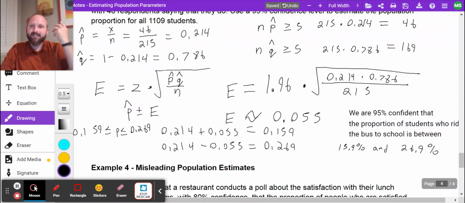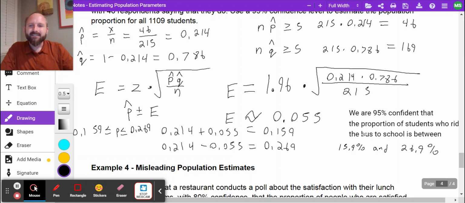So this gives us a proportion, and then we have to figure out the error. We want to be this confident, or we are this confident in this data. Then we take that, plug it into our formula, and using that information, from the sample we find this error zone, and then we are 95% confident that the proportion of students is between this number and this number, or percents.